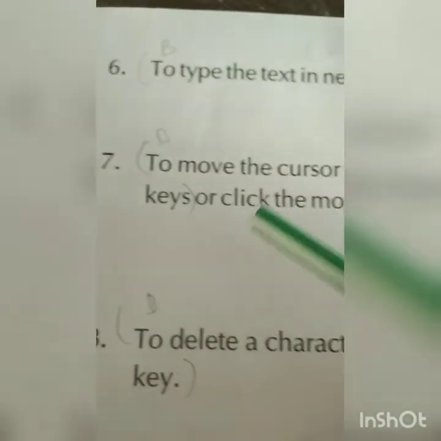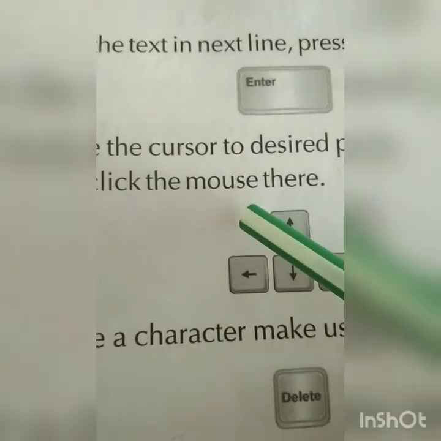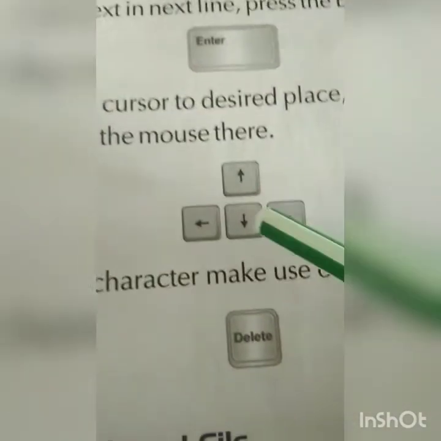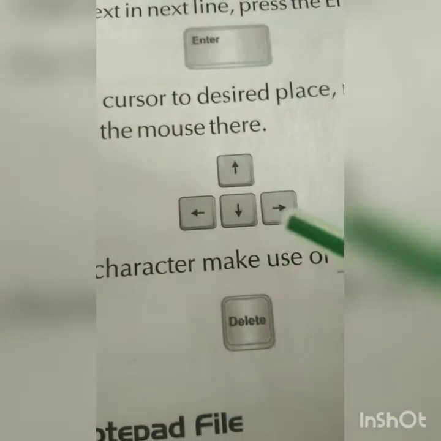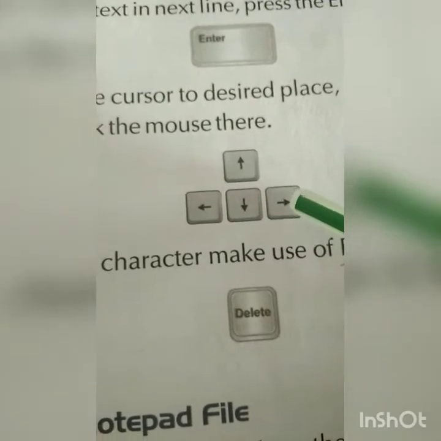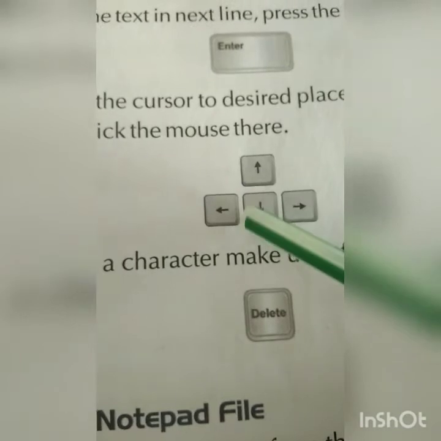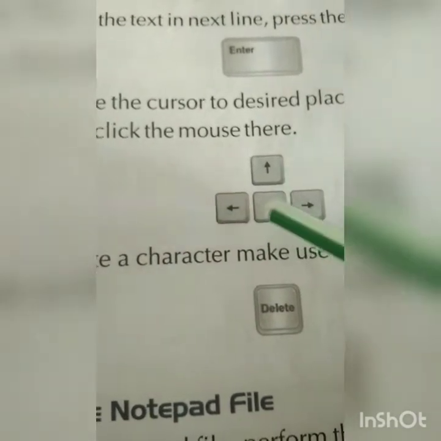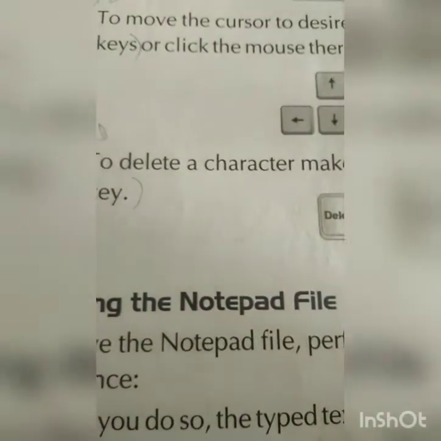Then number 7, to move the cursor to desired place, make use of arrow keys or click the mouse there. Either you can use mouse where you want to start writing, or you can use these arrow keys, that is upward arrow, downward arrow, left side and the right side. So you can use these keys and you can move the cursor where you want to do any changes or you want to write anything. And you can keep a space also by using arrow keys.